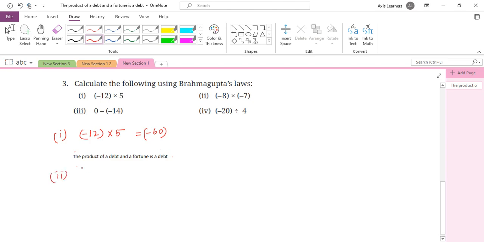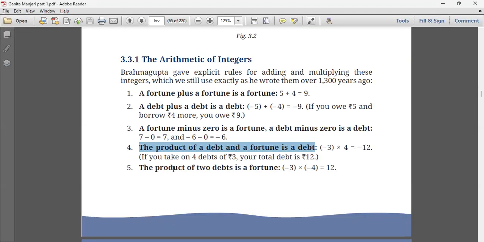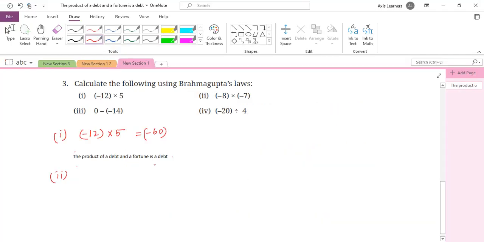See the second question. A negative number and a negative number. What is the law? Product of two debts is a fortune, right? So by using it, minus 8 into minus 7, we will get a positive number, that is fortune. Product of two debts is a fortune. What will be minus 7 into minus 8? Plus 56. We completed the first and second.